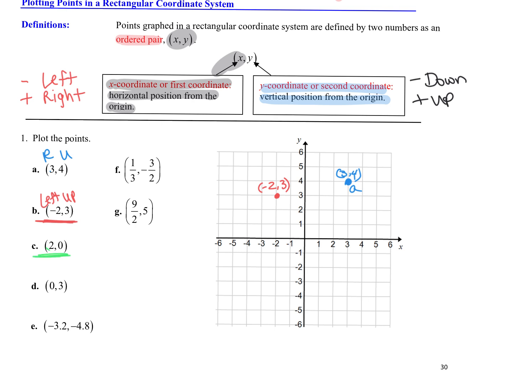All right, let's try (2, 0). So 2 means go to the right because it's positive, and 0 means I don't get to go up or down. I only get to go to the right. And so you can see it's actually on the x-axis, and we call that an x-intercept.